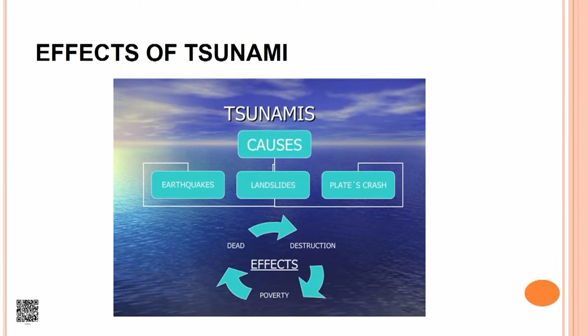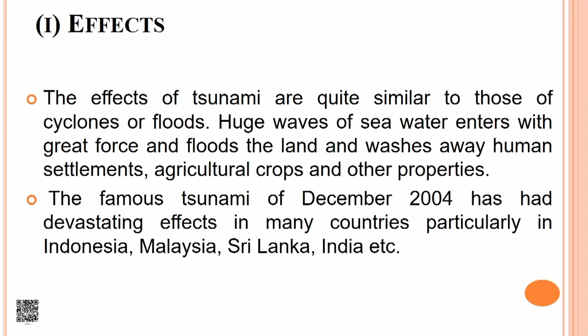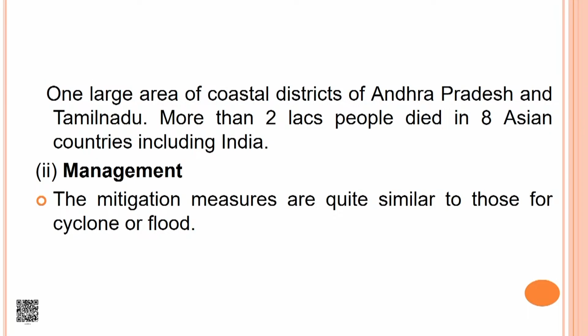So, these are the effects of the tsunami. Effects of the tsunami are quite similar to those of cyclones or floods. Huge waves of seawater enter with great force and flood the land and wash away human settlements, agriculture crops and other properties too. The famous tsunami of December 2004 had a devastating effect in many countries, particularly Indonesia, Malaysia, Sri Lanka and India. In large areas of the coastal districts of Andhra Pradesh and Tamil Nadu, more than 2 lakh people died in 8 Asian countries including India.